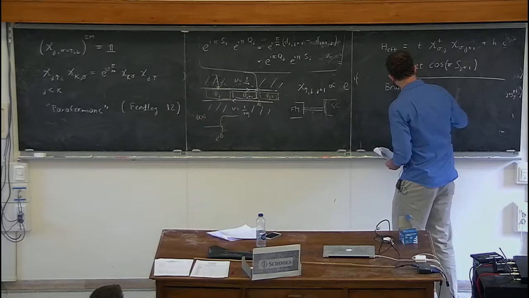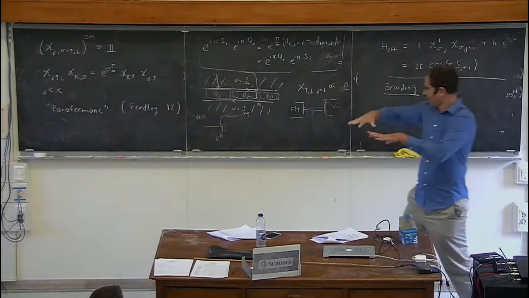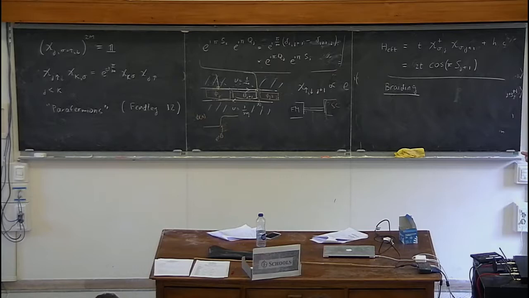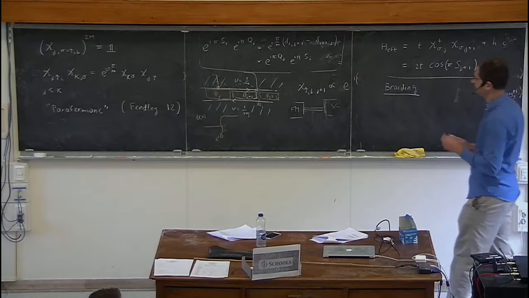Okay, I have this zero energy manifold of states, and now I want to define something like braiding. Well, I already sort of know what to do because I have this discrete braiding protocol that gave braiding of Majorana zero modes. I can try to repeat the same process here.